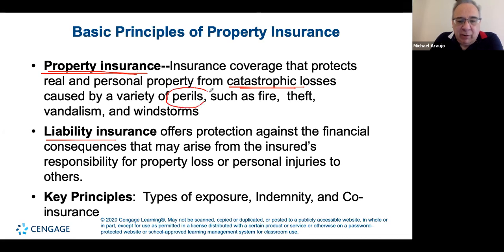This sets up the idea of what a peril is. A peril is something that causes the loss. Like a fire is a peril. Theft is a peril, something that caused the loss. And that results in potential financial losses that you probably don't want to be responsible for. You probably want some protection on that, which is the purpose of the insurance. Again, liability offers protection against any financial consequences about your responsibility for that property in a loss and the personal injury to others because of that loss. So it's a very, very important thing to understand.